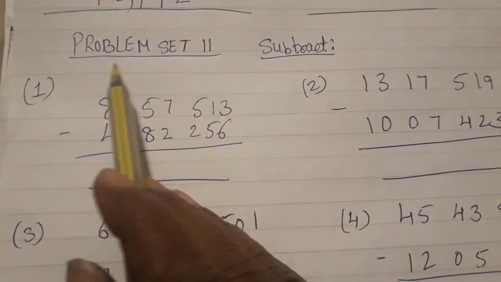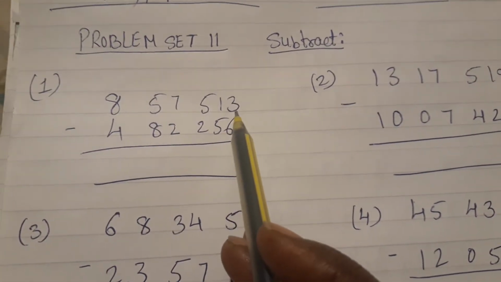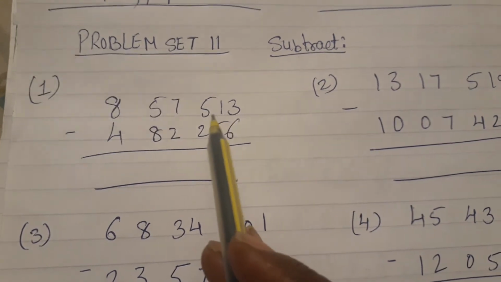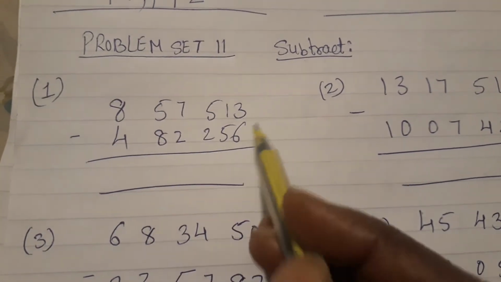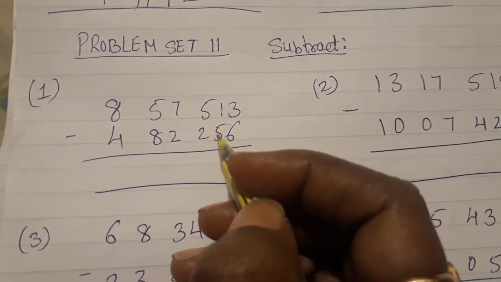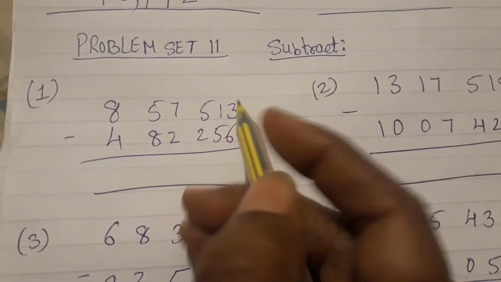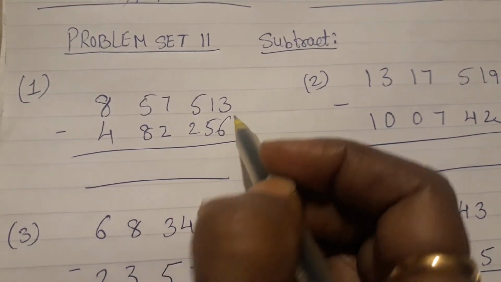Now we go on to problem set 11, children. Subtract. Okay, little bigger number. Can you see that? 1, 2, 3, 4, 5, 6. Now 6 digit number. Okay. So same way, same pattern we have to follow for subtraction, whether it is 2 digit, 3 digit or 1 digit or 7 digit, 8 digit or 9 digit. It's the same pattern. Okay.